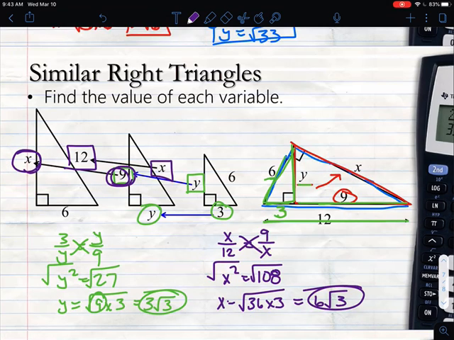So every time you're looking for those missing pieces there, you're going to set up those 3 triangles, label them with appropriate information, and then set up your proportions and solve.